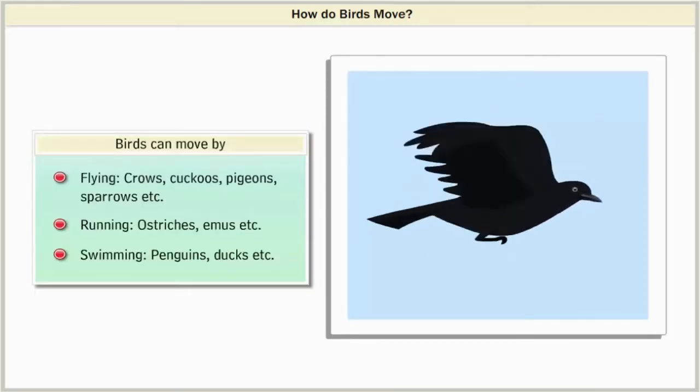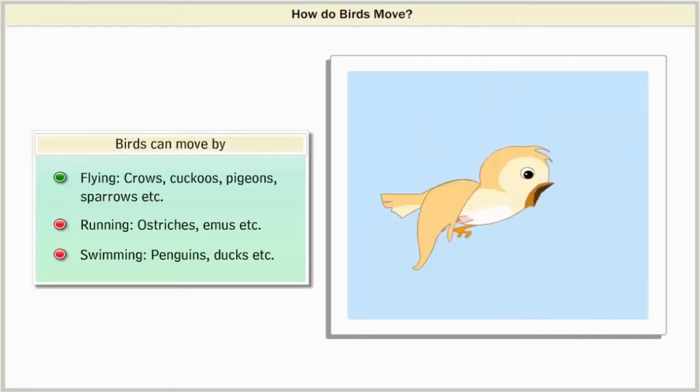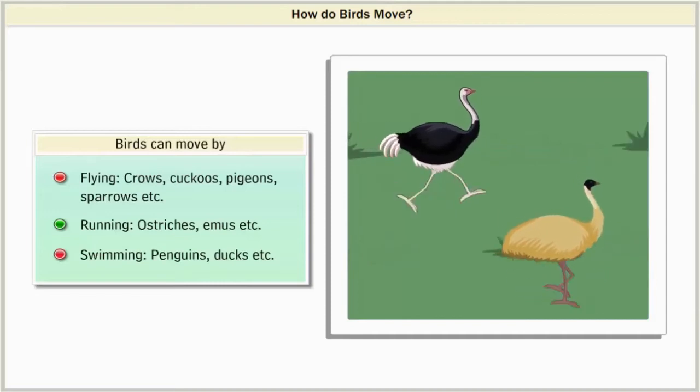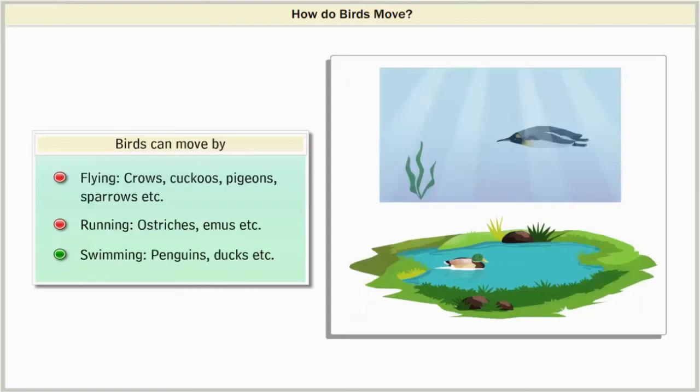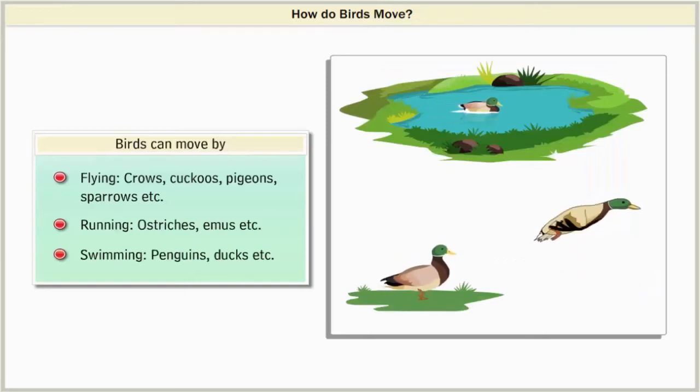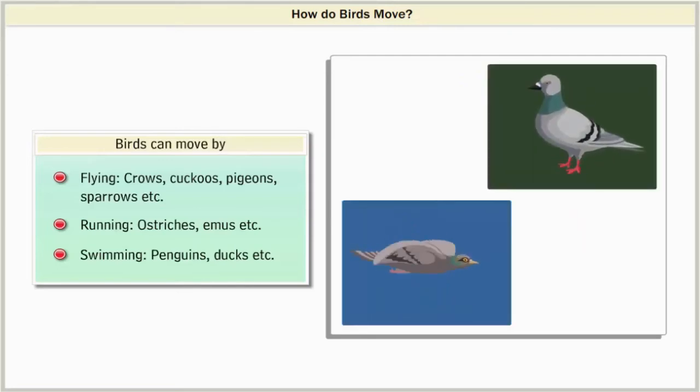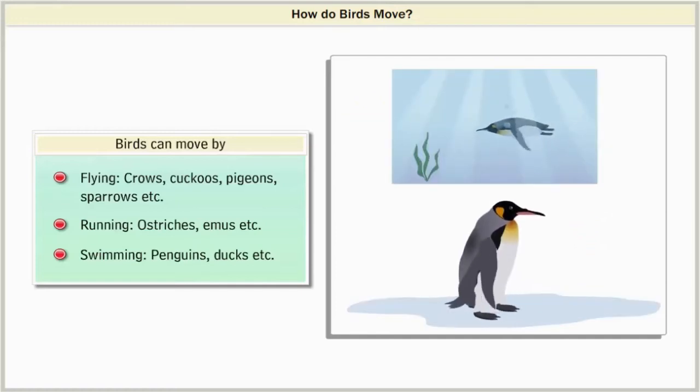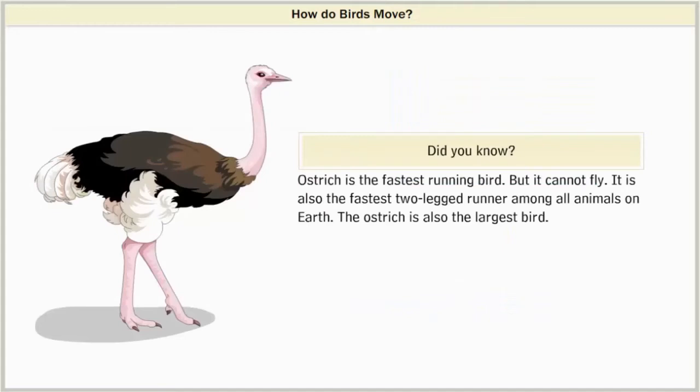Most birds can fly. Crows, cuckoos, pigeons, and sparrows are flying birds. Some of them, like ostriches and emus, can run very well, and some others, like penguins and ducks, are good swimmers. A number of bird groups can do a combination of these. For example, a duck can swim and run, and also fly short distances. Pigeons fly and also run short distances. Penguins can swim and run. Did you know? Ostrich is the fastest running bird, but it cannot fly. It is also the fastest two-legged runner among all animals on earth. The ostrich is also the largest bird.